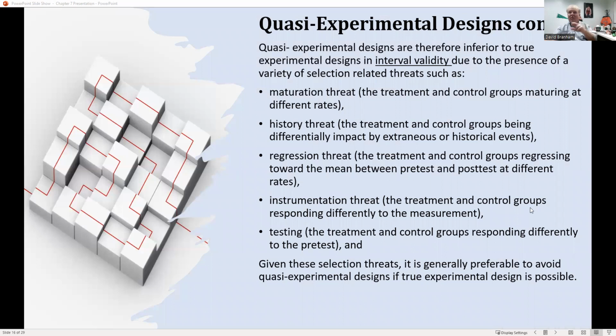Quasi-experimental designs are therefore inferior to true experimental designs in internal validity due to the presence of a variety of selection-related threats. So you have maturation threat is a problem, history threat is a problem, regression threat, the treatment and the control groups regressing towards the mean. Regression is the tendency to regress to the mean.